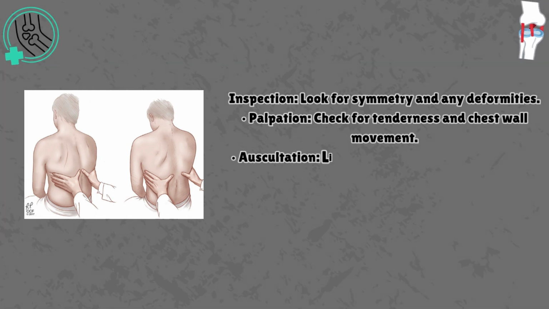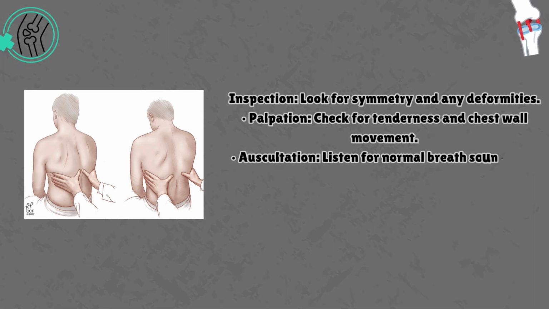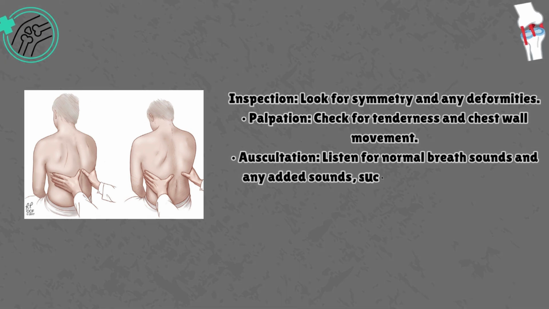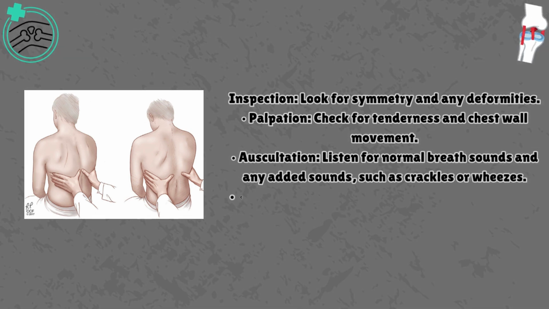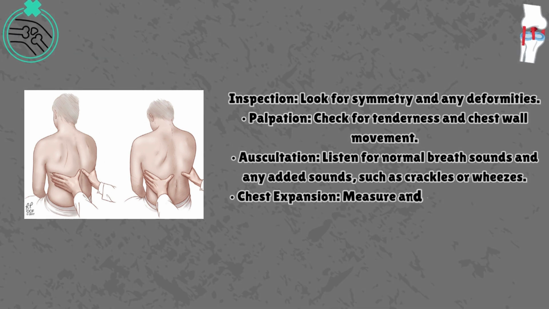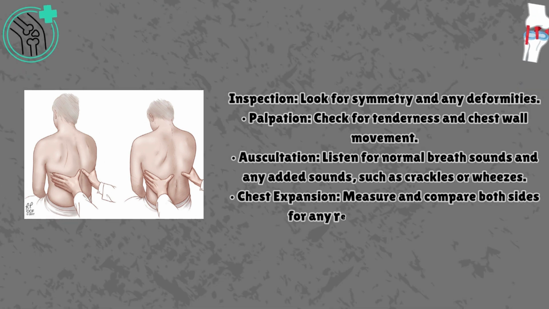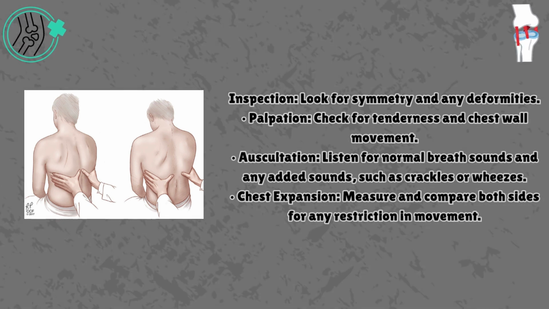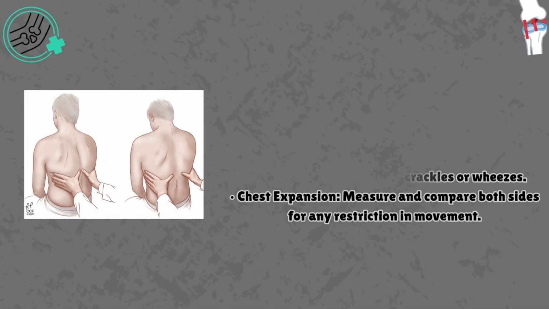Palpation. Check for tenderness and chest wall movement. Auscultation. Listen for normal breath sounds and any added sounds, such as crackles or wheezes. Chest expansion. Measure and compare both sides for any restriction in movement.